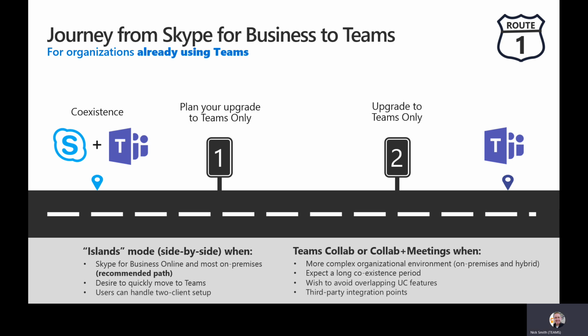If you have a more complex deployment, or if you have on-premise or hybrid, there are some other steps that you can take, these other policies in which you can move workloads into Teams. So if you wanted to use Teams just for collab, but not use chat, you could configure that. Or if you want to introduce collab in meetings, you can do that. Again, those are for the more complex, if you have on-premise or hybrid. The majority of customers that we work with are completely in Skype for Business Online using Teams, and that's where we suggest going from islands directly to Teams only.